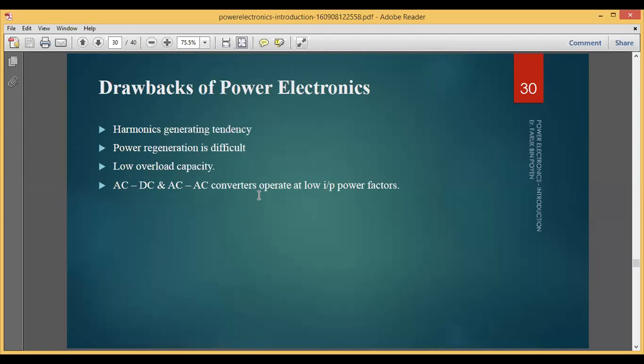Okay, so disadvantages can be overcome by adding or modifying the devices. But when it comes to drawbacks, these drawbacks can be minimized but cannot be 100% eliminated. So what are the various drawbacks in power electronics? The harmonic generating tendency. The meaning of harmonic here is nothing but a kind of disturbance, a kind of sound, a kind of noise which is produced by those power electronic devices.